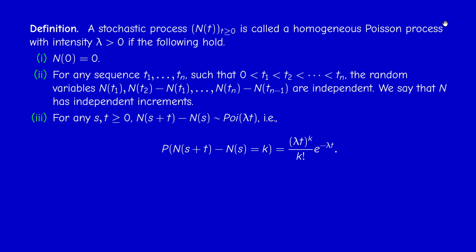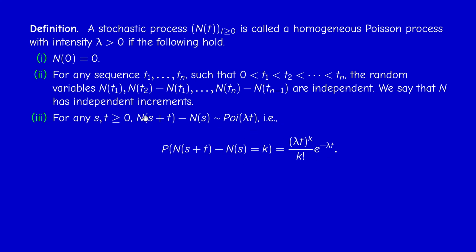And the most important property is the one giving the distribution of the process. It tells us that for every two non-negative times s and t, the difference between N(s+t) and N(s) follows a Poisson distribution of parameter lambda t. What does this mean? As you know from a first course on probability, the probability that this random variable takes the value k is given by (lambda t)^k over k factorial times e^(-lambda t). This is the definition of a Poisson distribution.